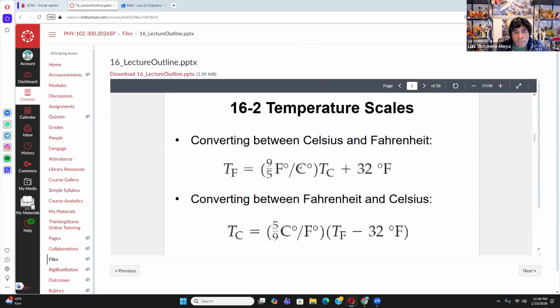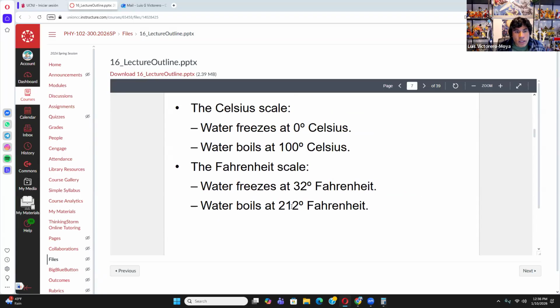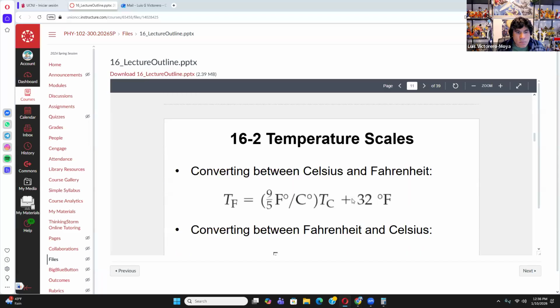The relationship between Fahrenheit and Celsius, right? T_F equals 9/5 times the temperature in Celsius plus 32 Fahrenheit. So 0 Celsius is 32 Fahrenheit. Now, if I want to convert 100 Celsius and get that to 212, then you can easily just go in the calculator, right? And then you do 9/5 times 100 plus 32, and that's 212. So that's why 212 Fahrenheit is equivalent to 100 Celsius. There's a linear relationship. It's very simple.